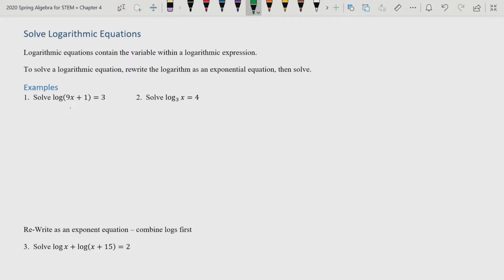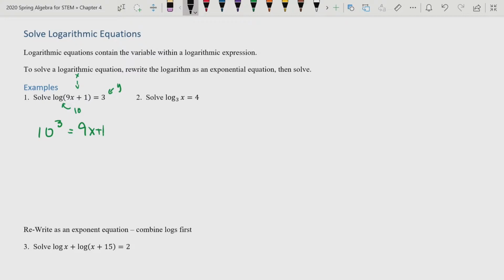So here, the implicit base is 10. This is the argument of the log, and the log is equal to the exponent. So when we rewrite this, it'll be 10 to the exponent, which is 3, equals whatever's inside the log, 9x plus 1. That's how you convert between logarithmic form and exponential form.